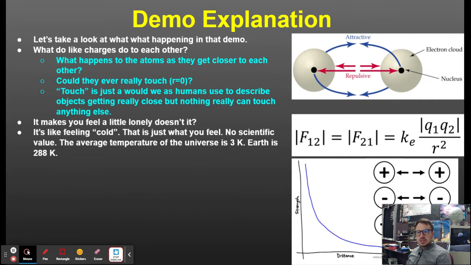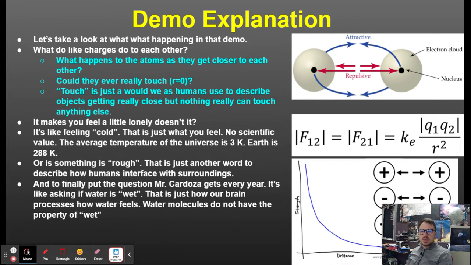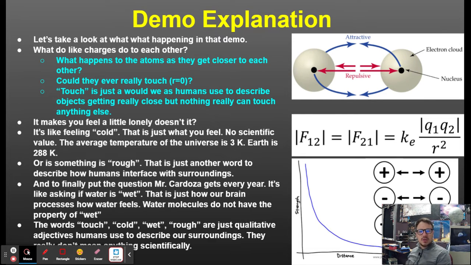It's like feeling cold. It's just a way that we use to describe how we interact with the universe. Or something is rough. Atoms and molecules don't have the property of rough or cold. Or the question is, is water wet? That's just our brain, how it processes how it feels. Water molecules don't have the property of being wet. It's just how we interact with the universe. So that's the same thing with touch. We're not actually touching anything. Our neurons interact with that electromagnetic repulsion.